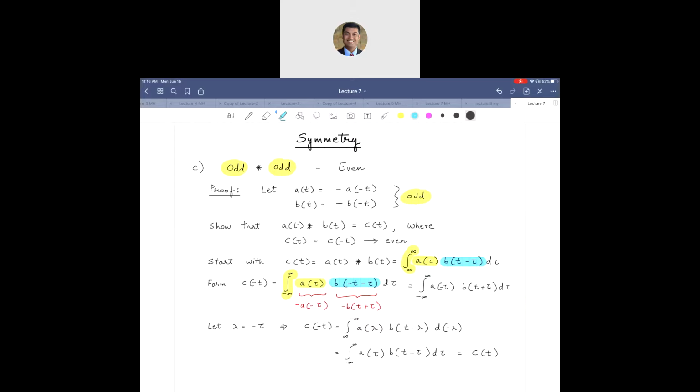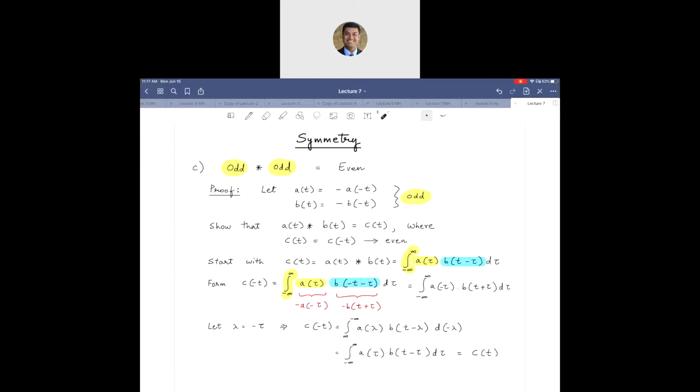Now, using the properties of a and b and the fact that they are odd, I can write a of tau as negative a of minus tau and b of negative t minus tau as negative b of t plus tau, because I can pull out a negative 1 here and then use the odd property. Multiplying it out, the negative signs cancel out, the integration remains as is, negative infinity to infinity. Instead of a of tau, I have a of minus tau. Instead of b of minus t minus tau, I have b of t plus tau from here. The negative signs cancelled out for the amplitude of a and b.